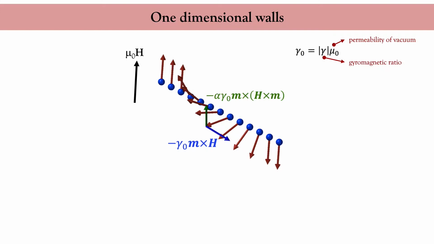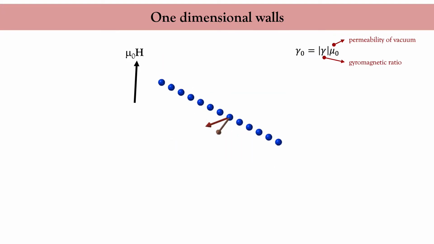These torques will induce the magnetic moment to tilt away from the Bloch configuration. This tilt triggers the onset of the demagnetizing torque. Let's see how it works. Under the field torque, the magnetic moment in the center of the wall is precessed by a small amount towards the wall direction. That's the orange arrow here.